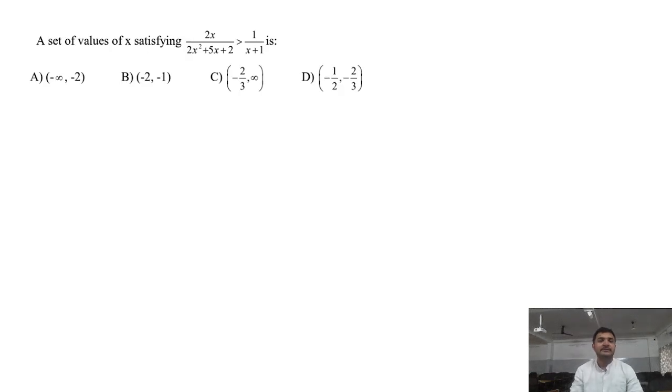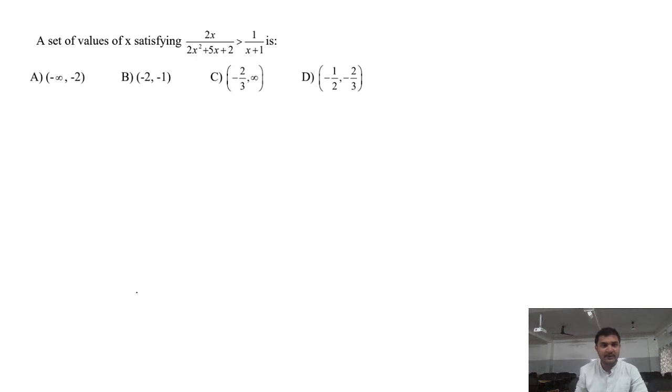Next, find the set of values of x for which 2x by a quadratic is greater than 1 by x plus 1. You may say cross multiplication, but it is not possible. Why? Because while cross multiplying, we do not know whether we are multiplying by a negative or a positive number. If you multiply by a positive number, the inequality orientation stays the same. If you multiply by a negative number, the inequality orientation reverses.